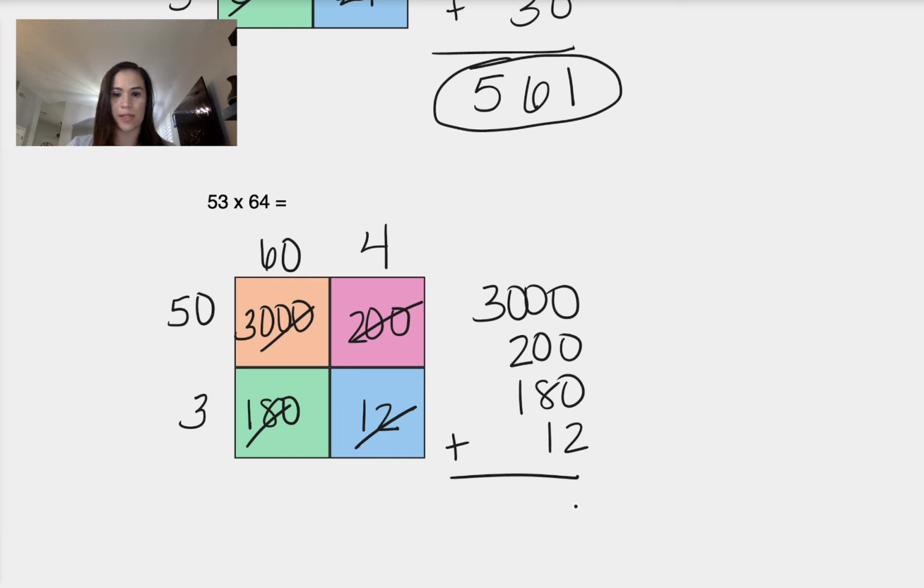So 0 plus 0 plus 0 plus 2 is 2. And then we have 0 plus 0 plus 8 plus 1 is 9. 2 plus 1 is 3. And then we have our 3 here at the end. So 53 times 64 is equal to 3,392.